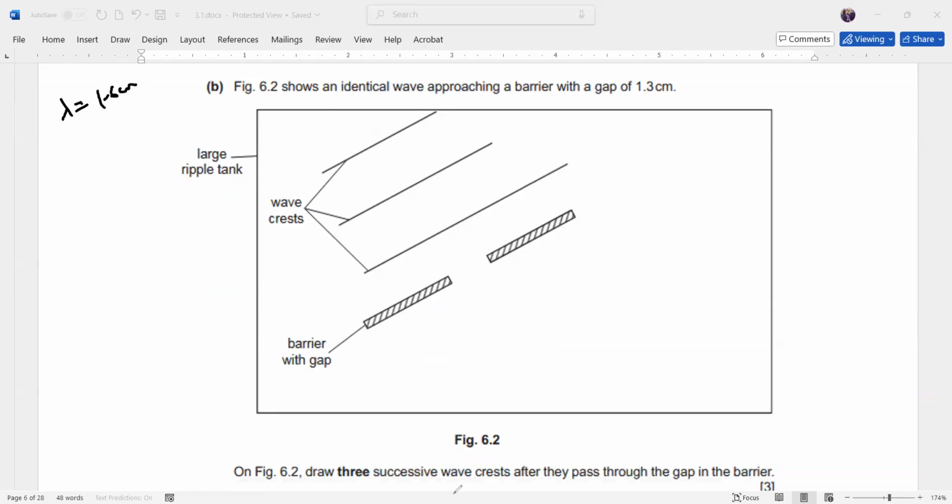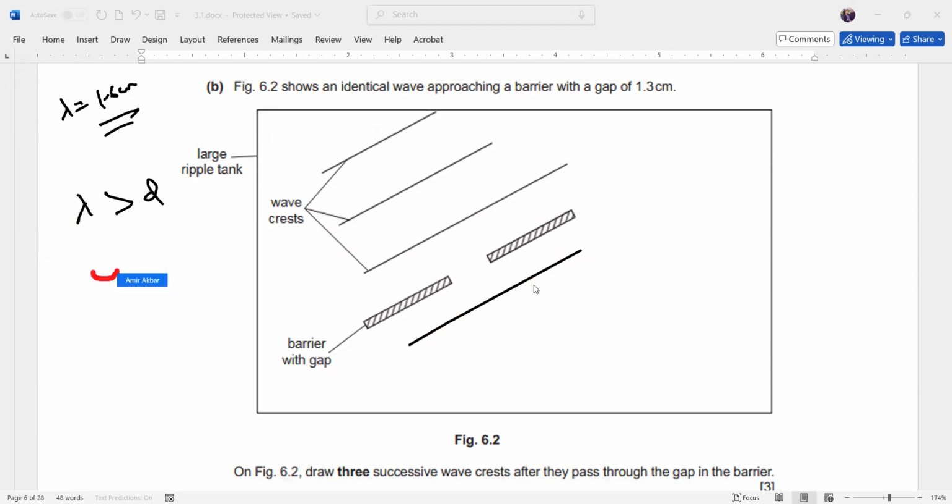On the figure, draw the three successive wave crests that pass through the gap. You can annotate on the screen. The wavelength, no, this is not right. Why is this not correct? Because the wavelength is 1.6 and the gap is 1.3. So the wavelength is greater than the gap size. This is also not correct.